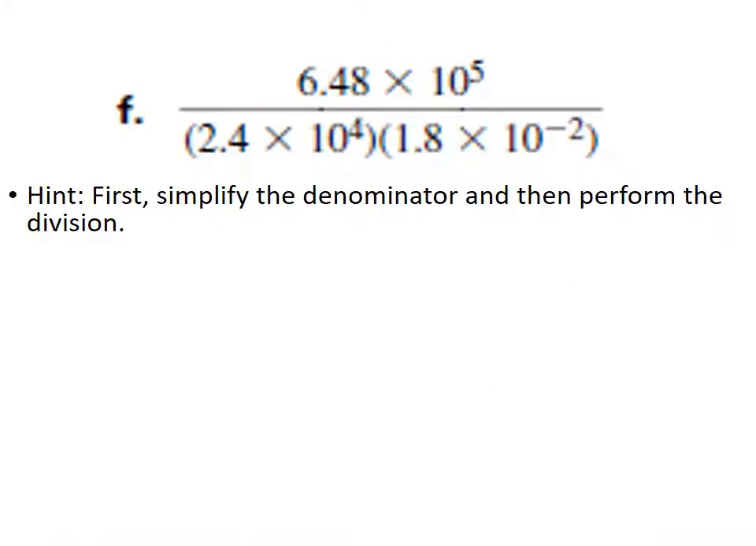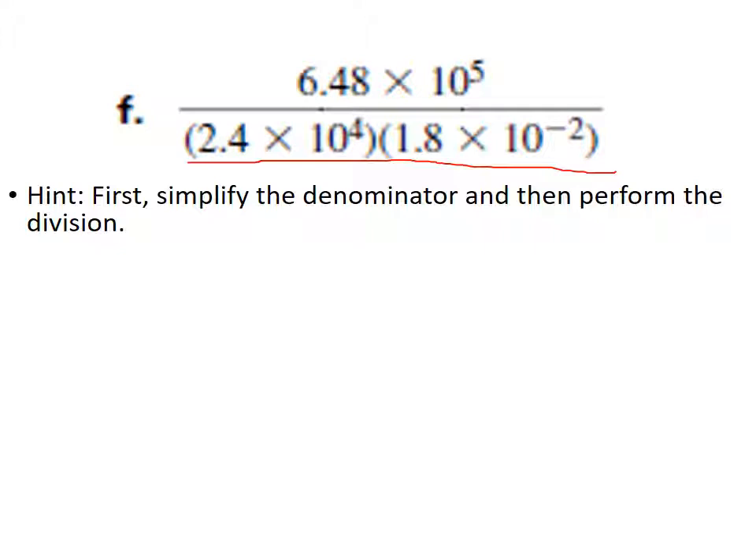So here you have an example where you need to do multiplications and divisions. What I recommend is that you simplify the denominator first. So basically do that multiplication there first, and then rewrite it in a neater way where you only have two scientific notation numbers, and then do the division at the end. So I'm going to start off by doing that. You can pause this and try it yourself, see if you get the right answer.